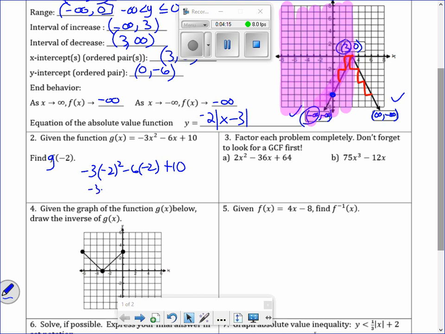This is negative 3 times 4. This turns into a positive 12 plus 10. So negative 12 and positive 12 cancel out, and so your answer is just 10.